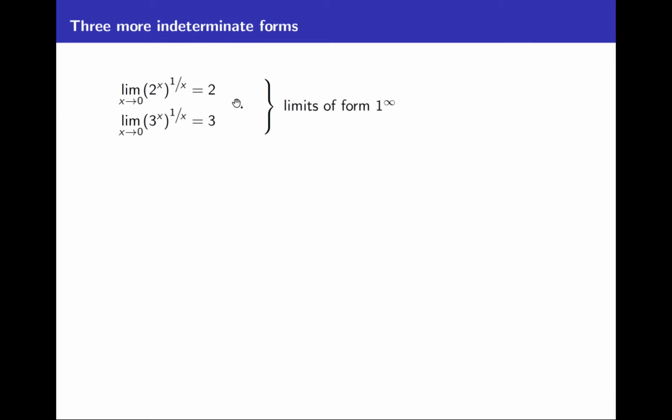We would say these two limits have the form 1 to the power of infinity. And you can see here that 1 to the power of infinity is an indeterminate form. By itself, 1 to the power of infinity doesn't make any sense, but you can have limits of that form that give you different answers and that do make sense.